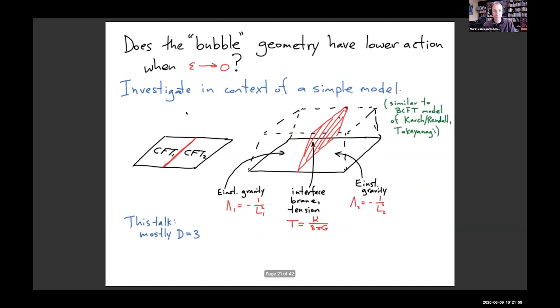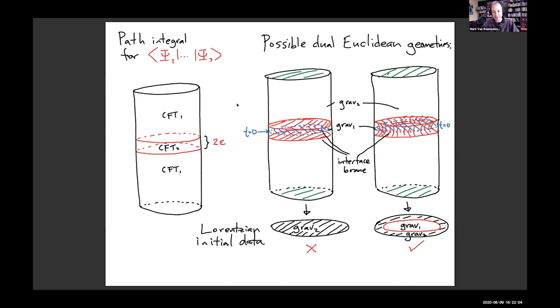Okay, so then the meat of the project in terms of calculations: what we wanted to do was investigate, in the context of a specific model where we could calculate things, which of these two possibilities is realized, and how does that depend on the ratio of the central charges, the properties of the interface, and this parameter epsilon.